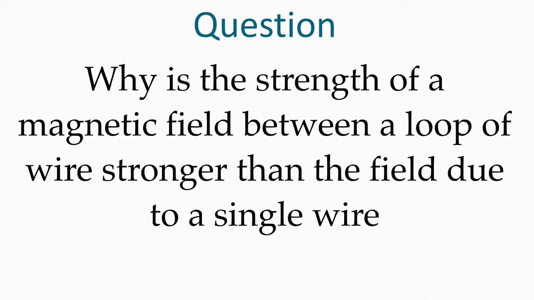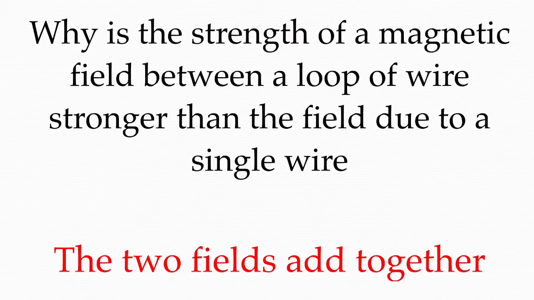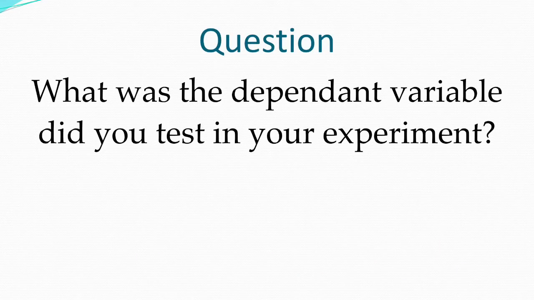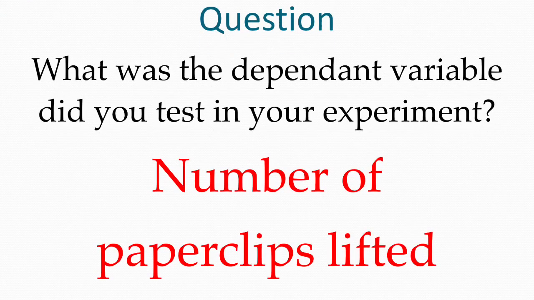Why is the strength of the magnetic field between a loop of wire stronger than the field due to a single wire? The two fields would add together. What was the dependent variable in the test we described? It was the number of paper clips that the electromagnet lifted.